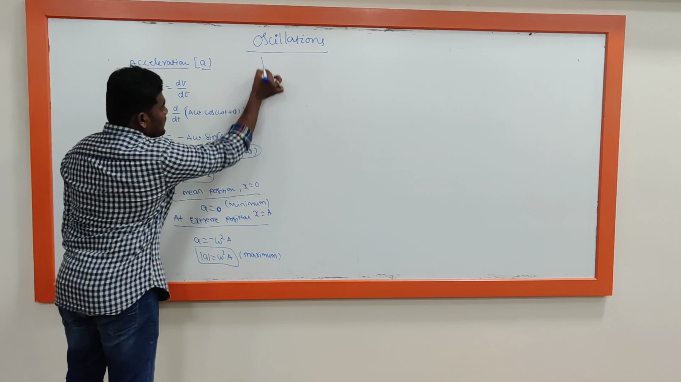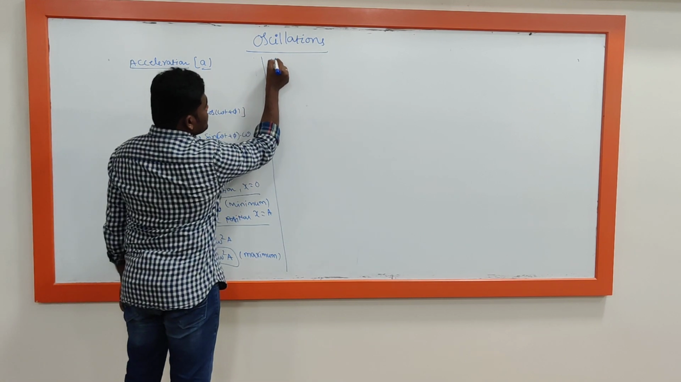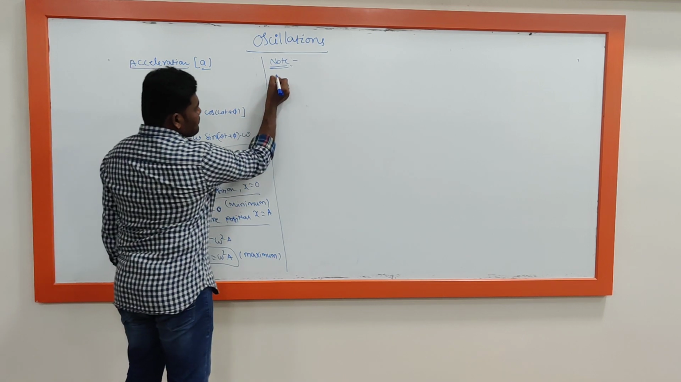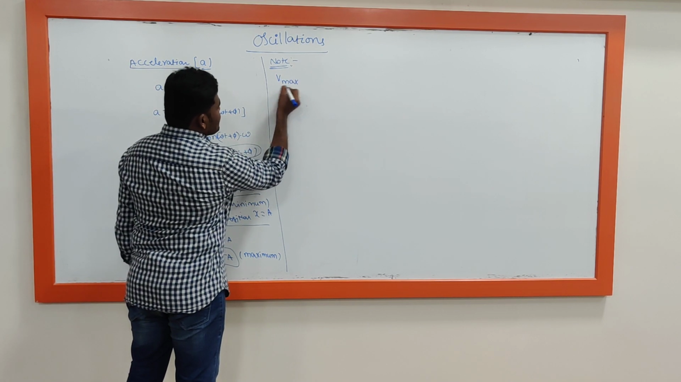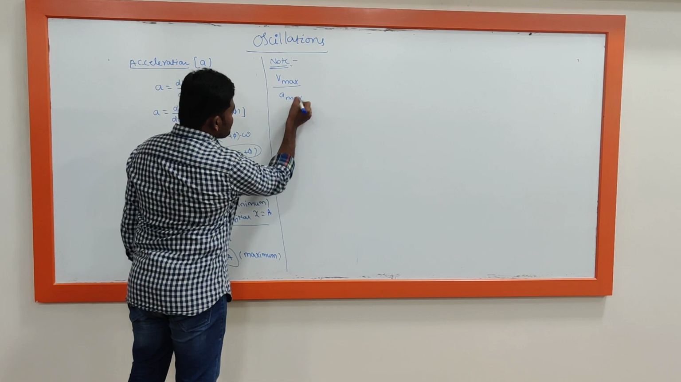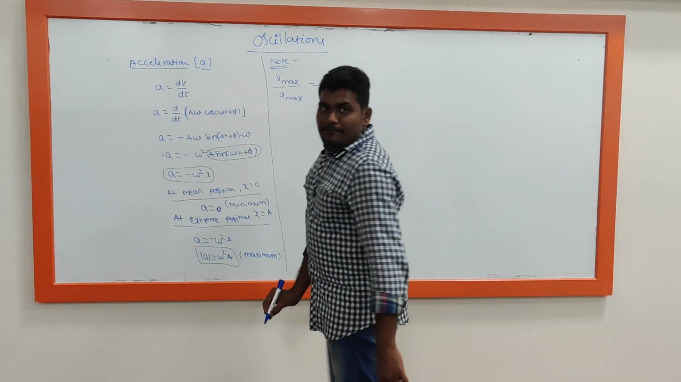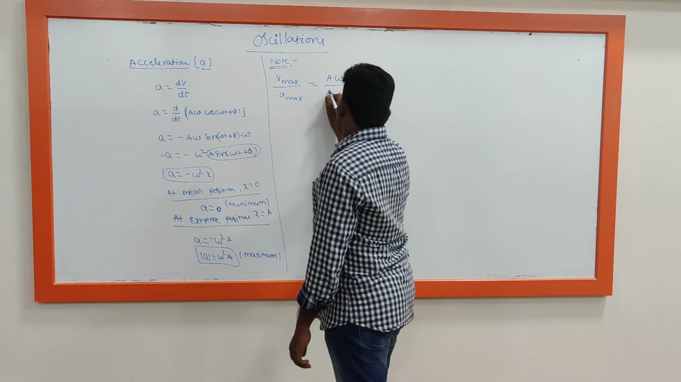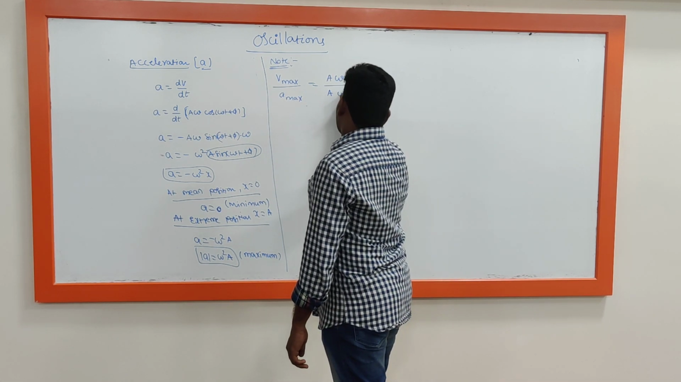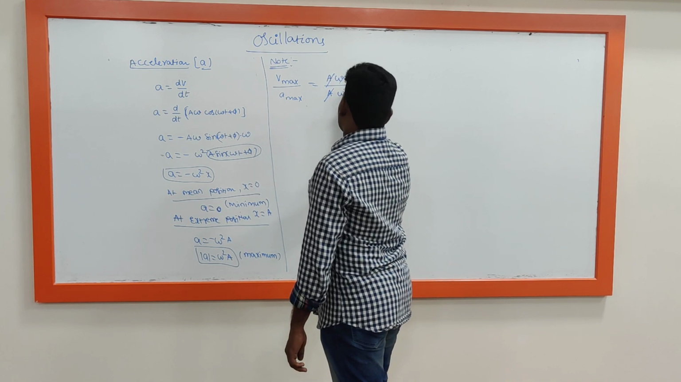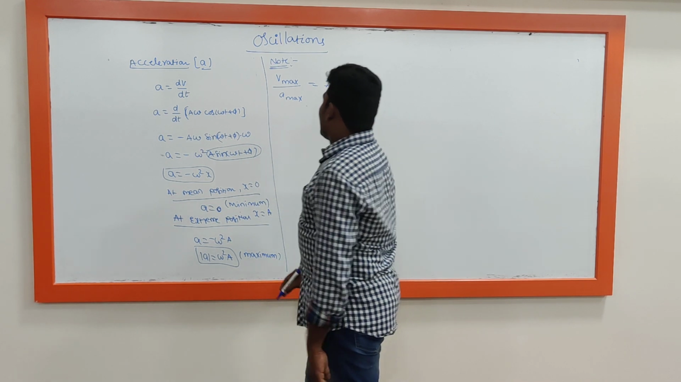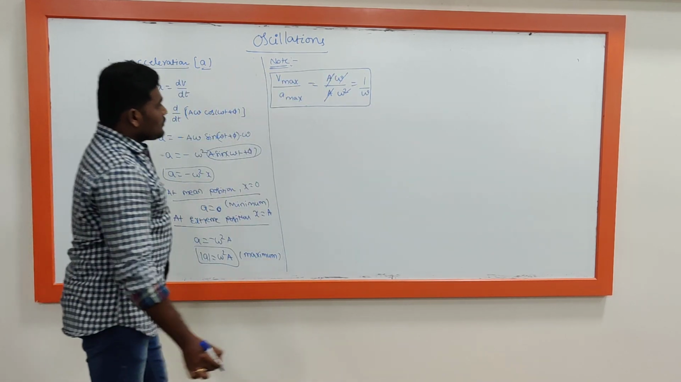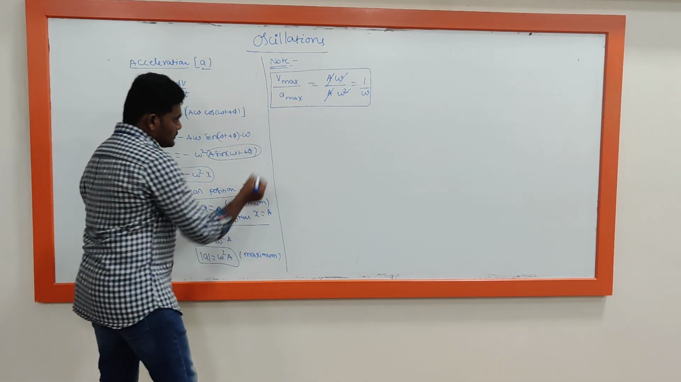The next one, an important point, children, you can note down. If you take the ratio of maximum velocity to maximum acceleration, we know the maximum velocity of a particle is a into omega, divided by the maximum acceleration, a into omega square. Then a gets cancelled, and we get 1 by omega. So v maximum by a maximum of a particle will be 1 by omega.